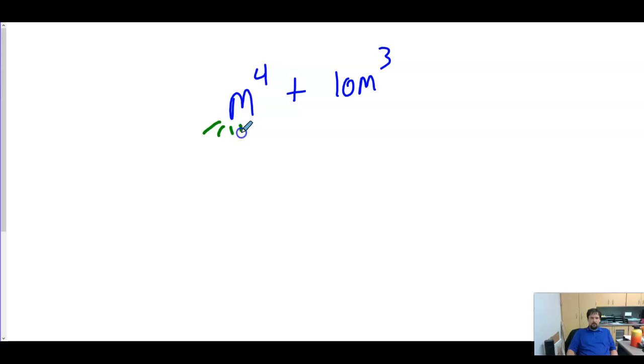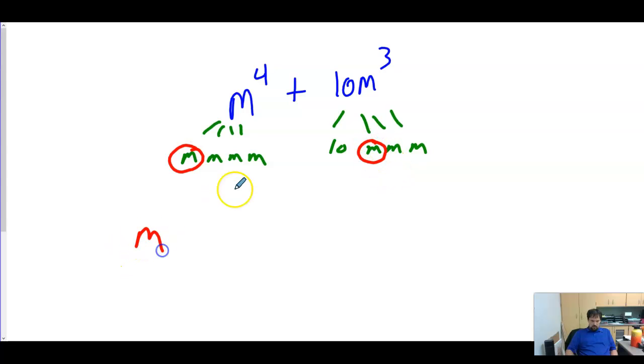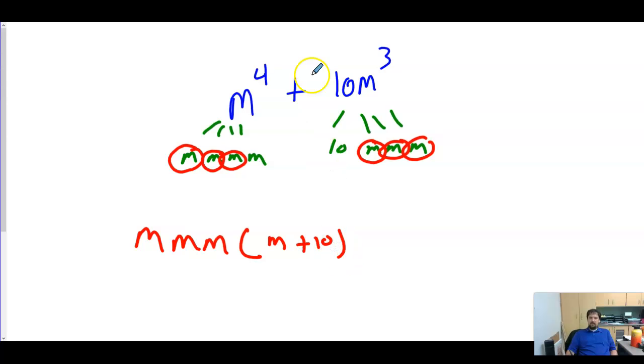Okay, m to the 4th. That just breaks down to m times m times m times m. And here we have 10 times m times m times m. Alright, so let's look for people that want to go on a date, or letters. So we got m and m, so they go on a date. This m goes on a date with this m, and this m goes on a date with this m. And who's left at home? That m is left at home in the parentheses, and so is that 10.